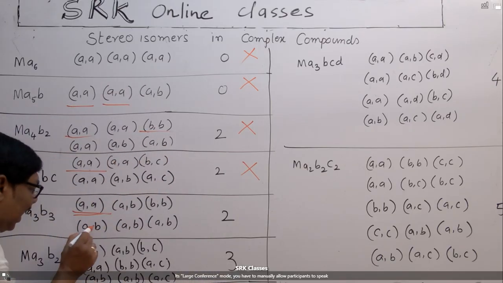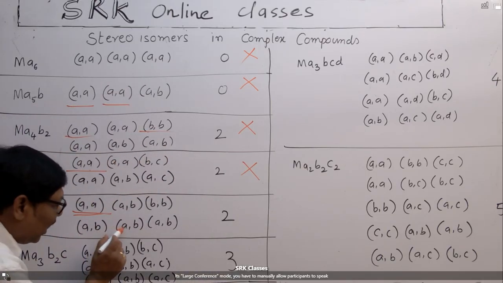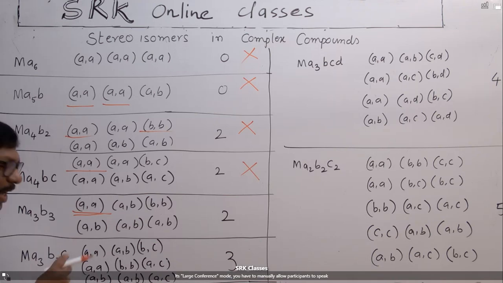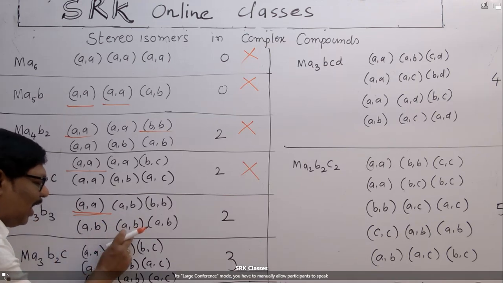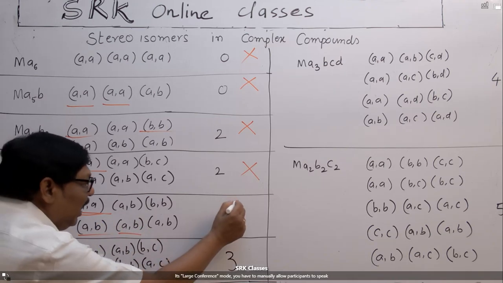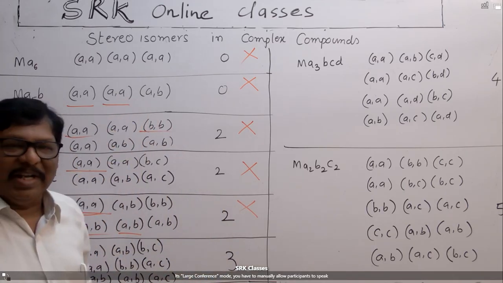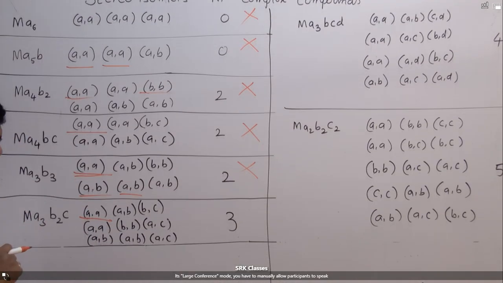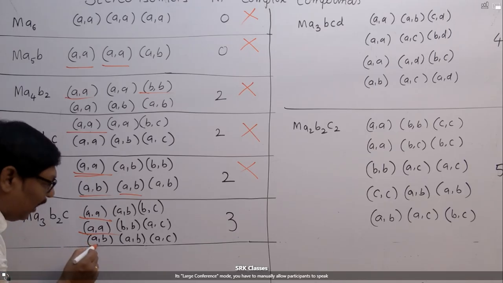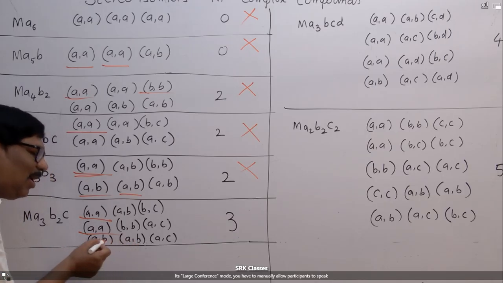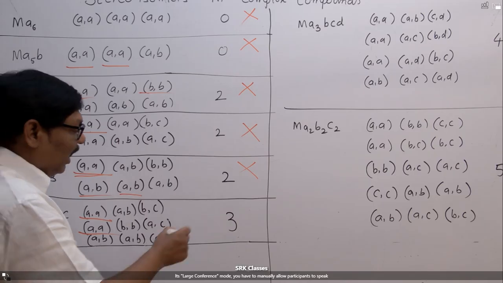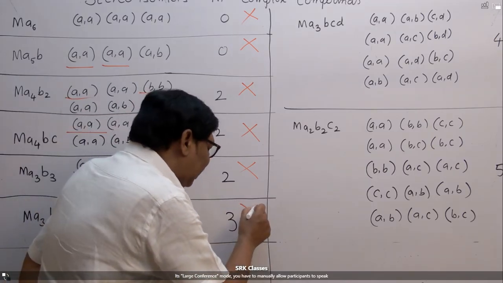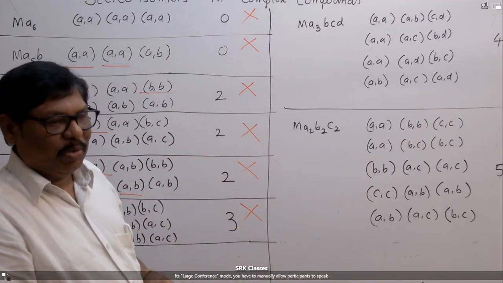Here, A and B is different, but unfortunately, another A and B is also the same. Means two pairs of ligands are identical. Therefore, it cannot show geometrical isomerism. Now look at the next one. A and A is identical, not possible. A and A is identical, not possible. AB is different, unfortunately the second pair is also the same. Therefore, though it has three isomers, all three are optically inactive compounds.